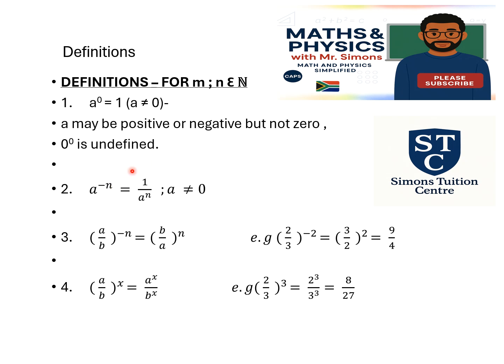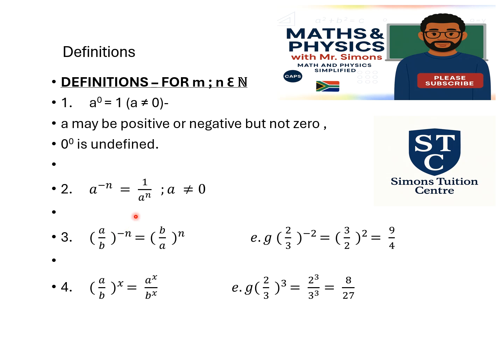Right, a to the power negative n. If I have a negative exponent, it must always be written as a positive exponent in all the problems we're going to do in the next videos. So we have 1 over a to the power n: take it to the bottom to make it positive. A cannot equal 0 because if we divide by 0 it would be undefined.